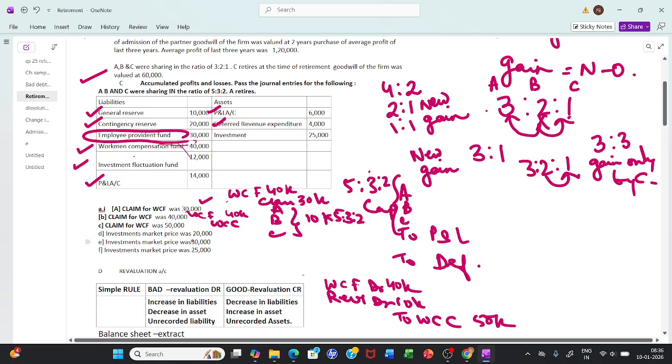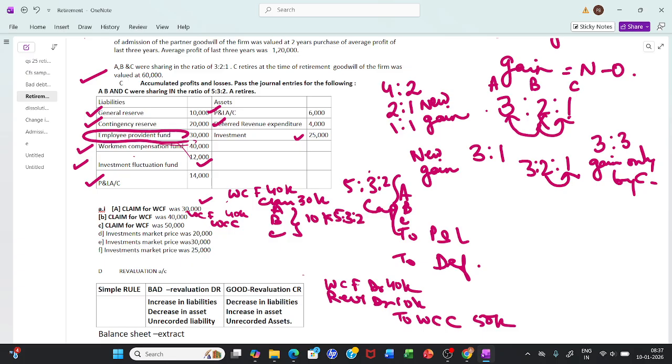Next, if investment fund is 12, investment is valued at 25,000. If market price of investment is 20,000, market price falls by 5,000. So out of this 12, 5 we have taken, 7 we can give to old partners in old ratio. If the market price is 30,000, so whole 12 goes to ABC, old partners, old ratio. Remaining 5 comes in reval credit side, the benefit which we are making. If investment market price remains same, whole 12 goes to these partners.